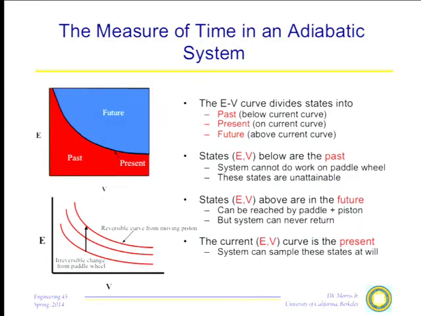The states that are right along the current curve that I can generate by moving the piston back and forth are in the present. I can go one direction, I can go the other. These are equivalent states. They have the same time if you want. The states that have lower energy at any given value of the volume, those states are in the past. I can't get to them. There's no way to get to them. I can't get to them by moving the piston. I can't get to them by turning the paddle wheel. If those states were ever occupied by the system, they were occupied at some prior time. So all of these states are in the past.